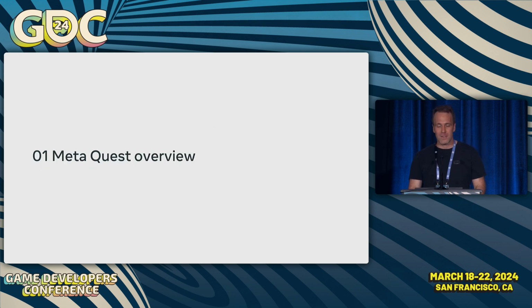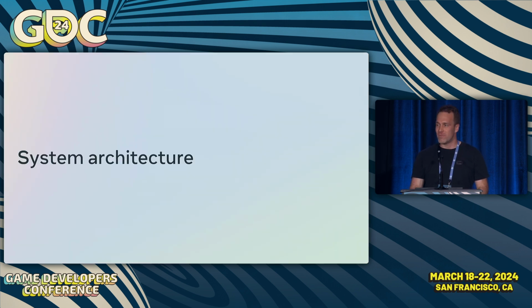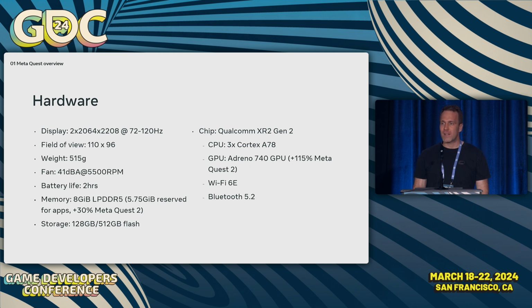First, let's start with an overview of the system. Quest, as we know, is a standalone mobile VR device, and Quest 3 has mixed reality capabilities. We're running on essentially what you would find in an Android phone, with some custom silicon for VR purposes. There's a Qualcomm processor, an XR2 Gen 2. We are pushing about as many pixels as the PlayStation 5 on average, but there's about 1/10 the power available.